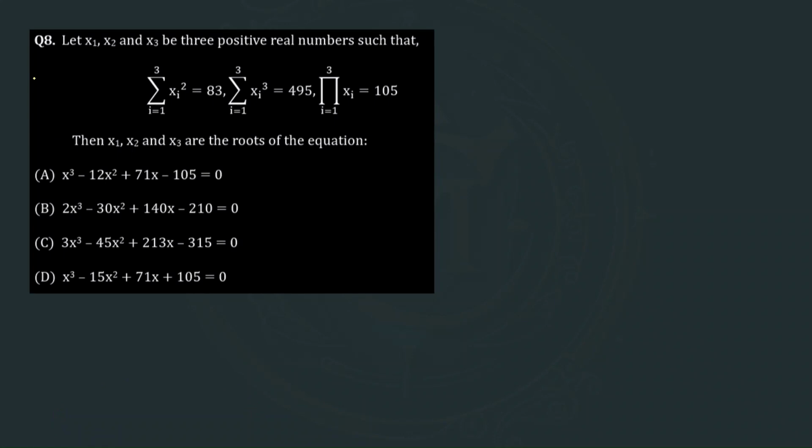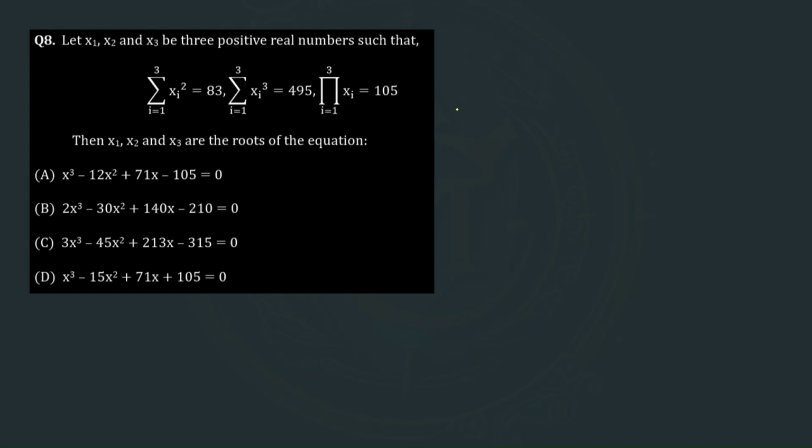The next question says that let x1, x2 and x3 be three positive real numbers such that summation xi square is 83, summation xi cube is 495 and product of xi is 105. Then we are asked to find the equation whose roots are x1, x2 and x3. Okay. So how can we determine the equation whose roots are x1, x2 and x3?